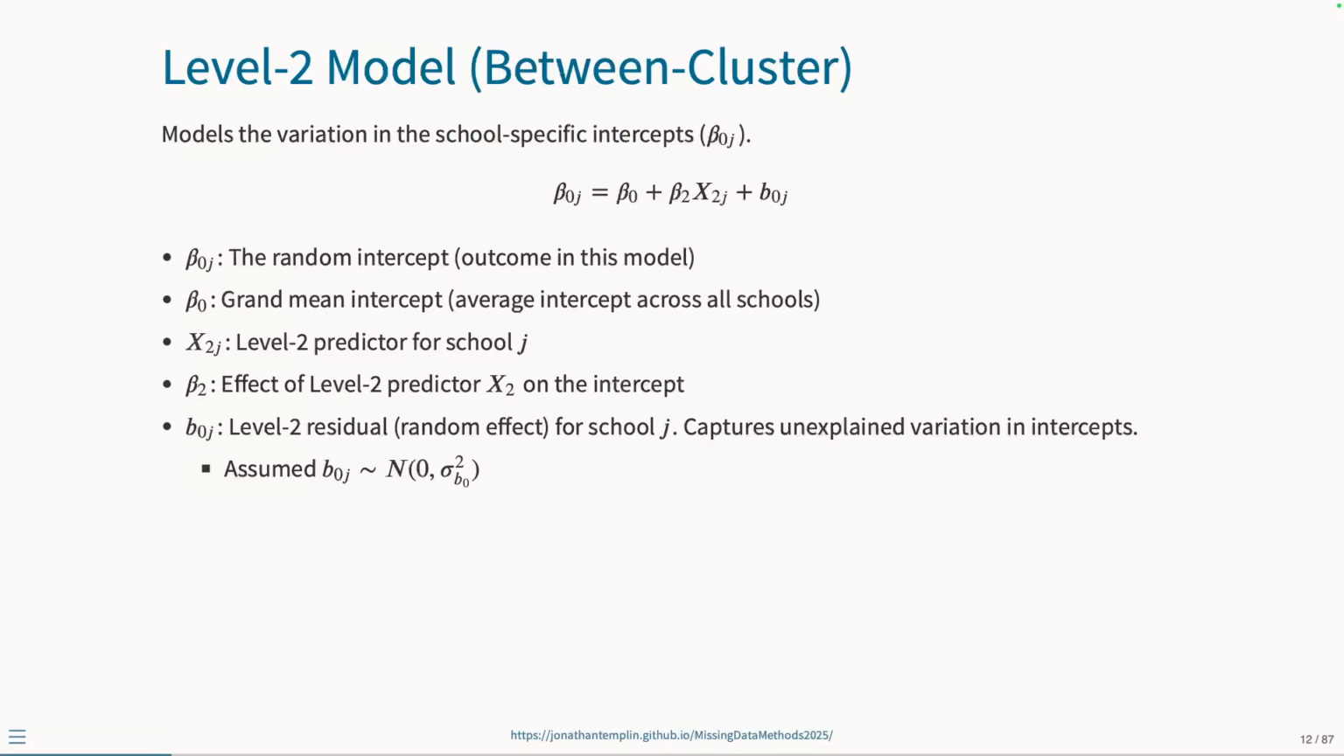All right, here's level 2. Our random intercept shows up at level 2. We have some overall, this is not good notation. I'd like Lisa's gammas here, but I'm using book notation, right? Beta 0 is our overall level 2 grand mean intercept average. Beta 2 is the effect of the level 2 predictor on the intercept itself. And B0J is a random effect for school.